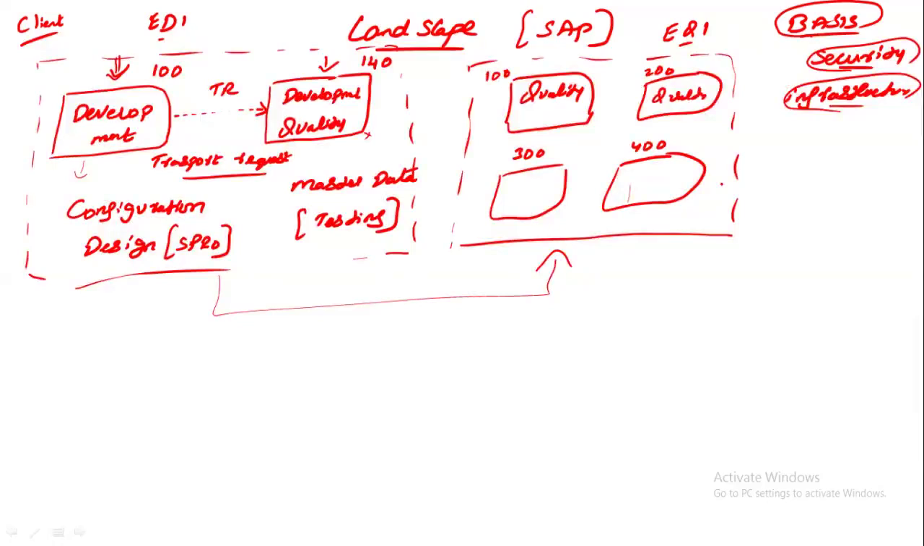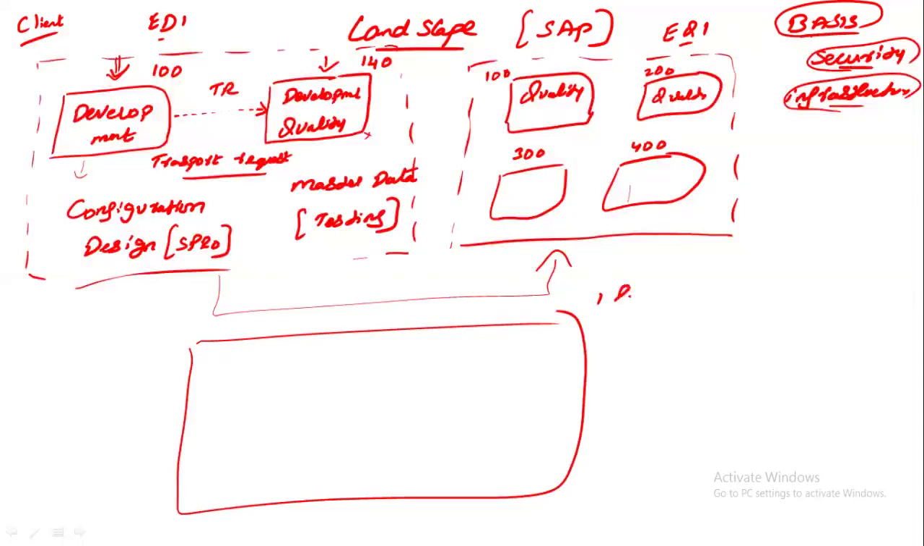Then you will have the last system, which is called the production system. This is only one system, only one client. And from where are you going to move the TR? Always the TR should move from the development system. If you are doing a configuration here, you are moving the TR to this system. You are doing testing here. If everything works here, you are not going to move the TR from this system. You are always going to move the TR from the development system, that is also from 100.